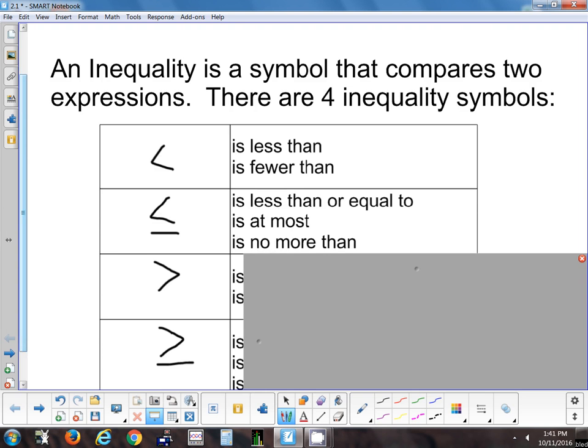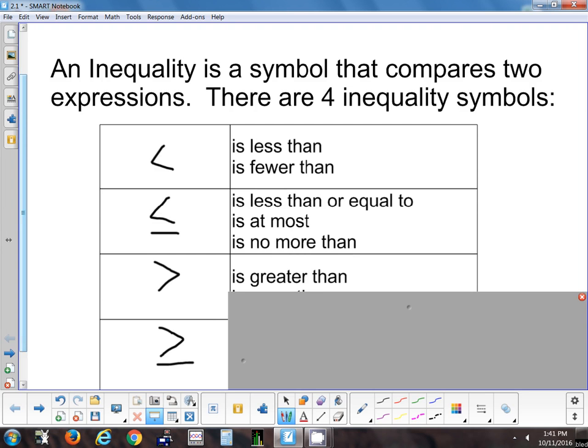All right, how about that third symbol? You want to tell me what that third symbol is? Yep, Liam? Greater than? Yep, that's your greater than. And if you take a look at the less than symbol up above, is fewer than was another way to say it. Anybody think they know another way we could say greater than? Yeah, another way to say it is greater than. Higher than. Yeah.